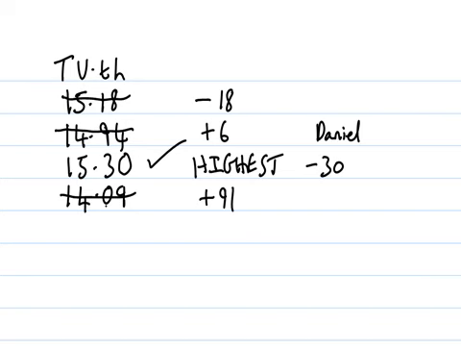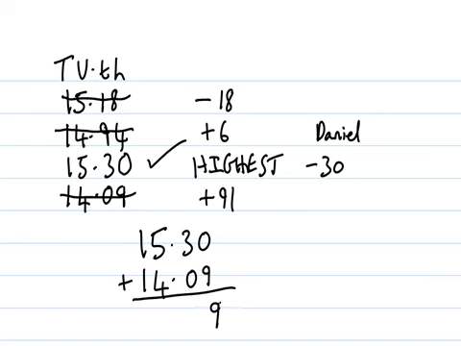And therefore we just add up the 2 numbers. So we've got 15.30, and to that we're going to add 14.09. And if you add those up, 9 plus 0 is 9, 0 plus 3 is 3. Decimal point should always be in a straight line in an addition sum. 5 plus 4 is 9, and 1 plus 1 is 2. So therefore your answer for this question is 29.39.